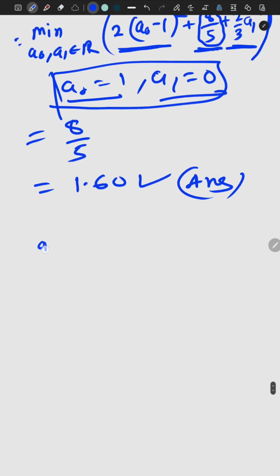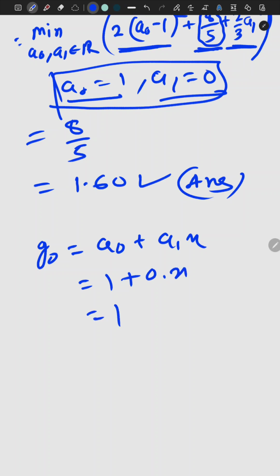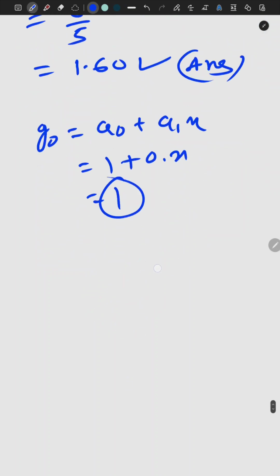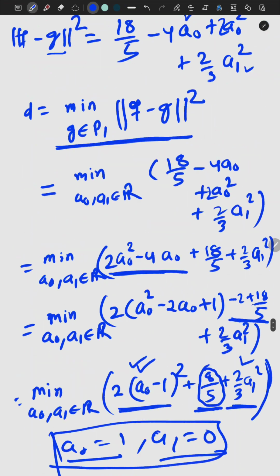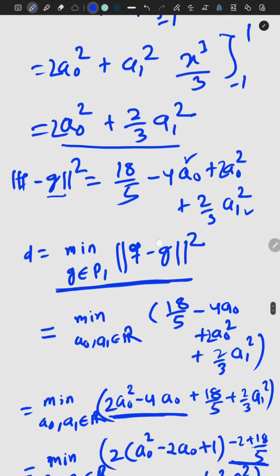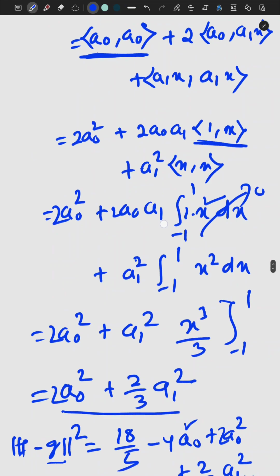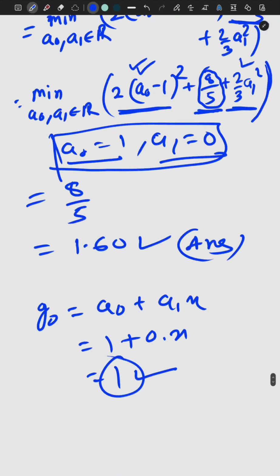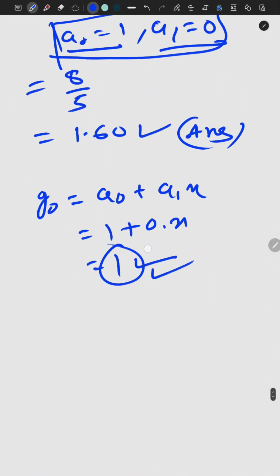So g naught is equal to a0 plus a1 x, and you have calculated a0 is 1, and a1 is 0, so 0 into x, so g naught is 1. This one function minimizes that distance. Clearly, this g naught function is also perpendicular to f minus g. You should verify it by yourself geometrically.